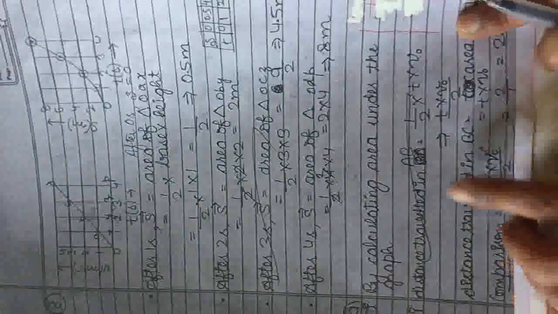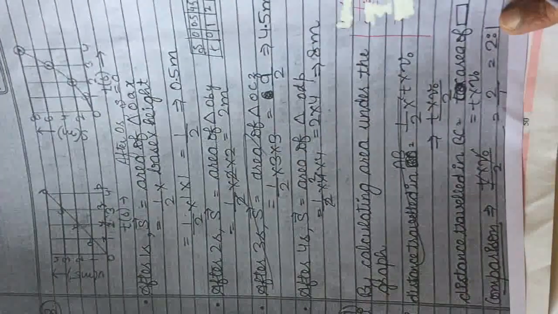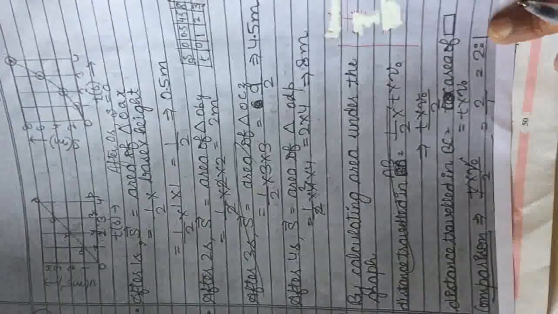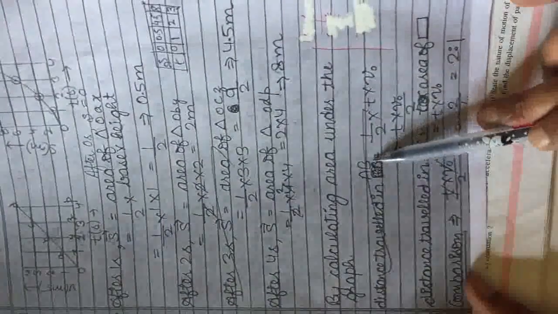From this graph, how can we calculate the distance? From velocity time graph we can calculate the distance by calculating the area under the graph. So first answer is this. Second, we have to calculate distance traveled in AB and distance traveled in BC. So how can we calculate the distance traveled from velocity time graph? By calculating the area under the graph. So we will calculate area under AB, area under BC.